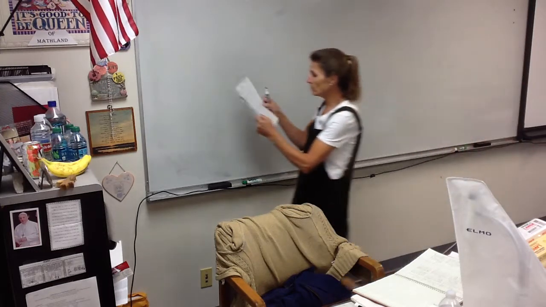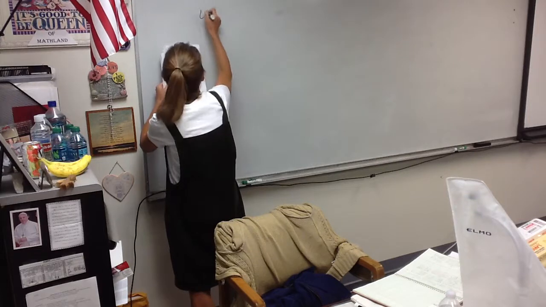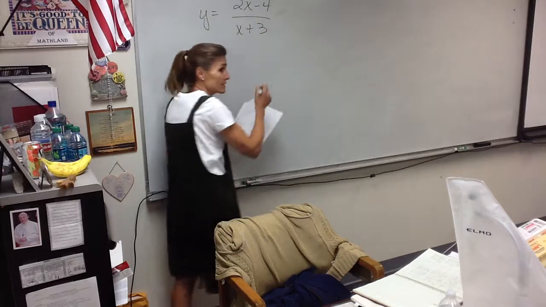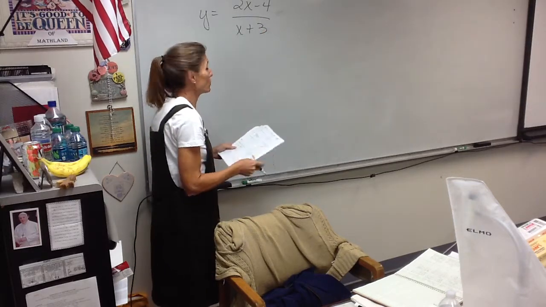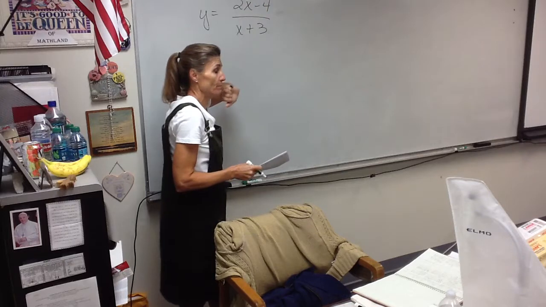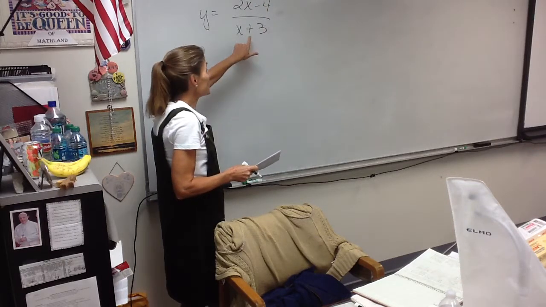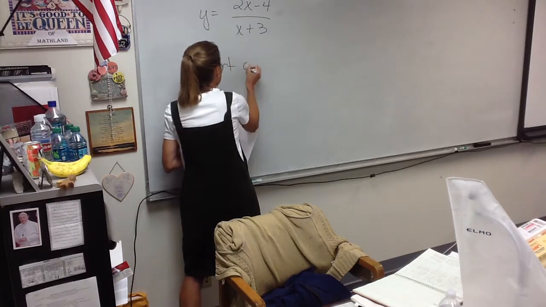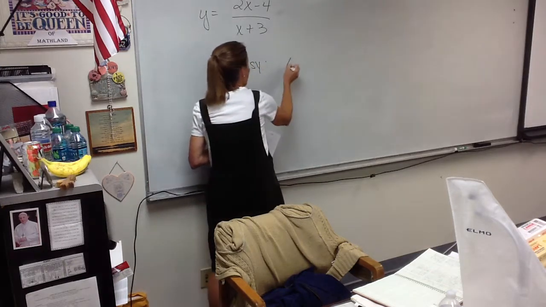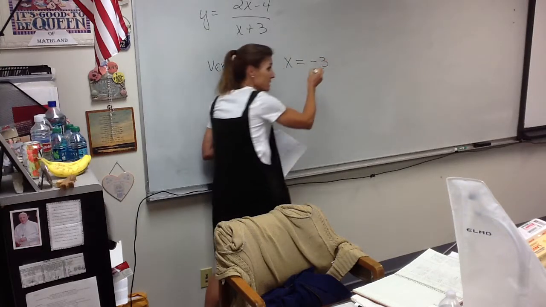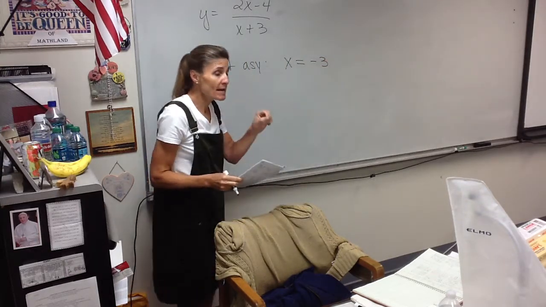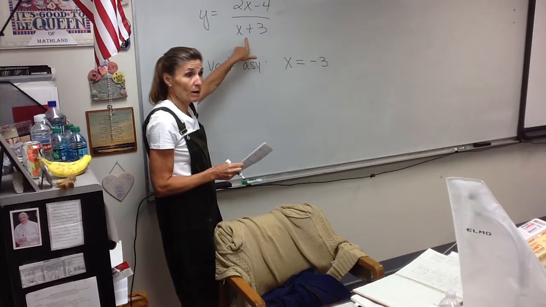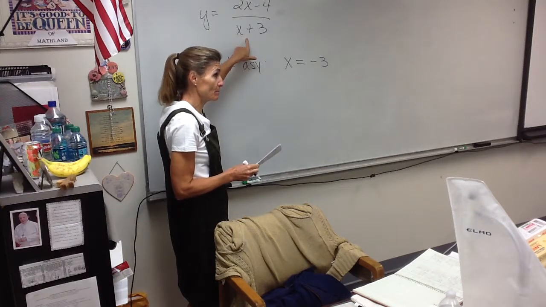cancel. So when I look at number 1A or 4A, I don't think I can do any factoring or canceling here. So there will be no holes. Nothing cancels out of this problem. But there is a vertical asymptote. My vertical asymptote is x equals -3, because the denominator can never be 0, and if you put -3 in, it would be 0, right? So that's our vertical asymptote.